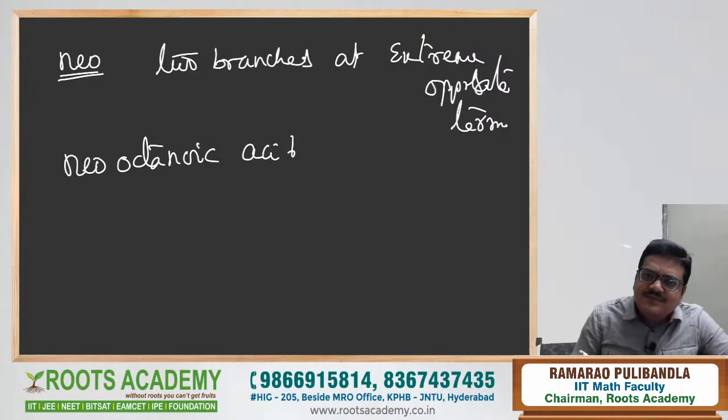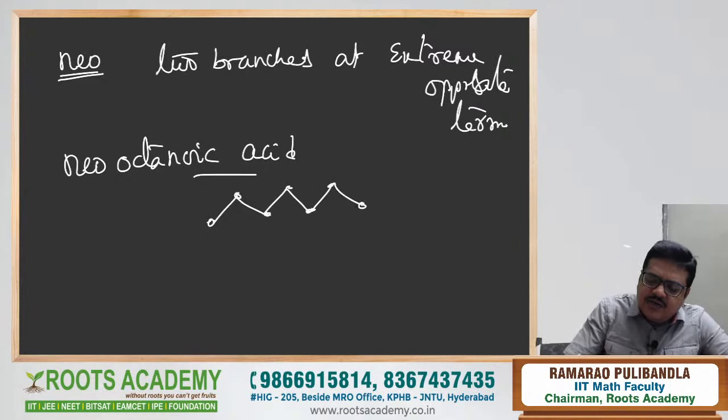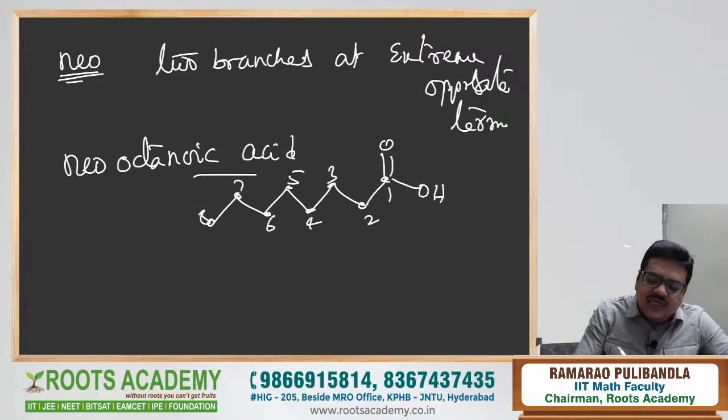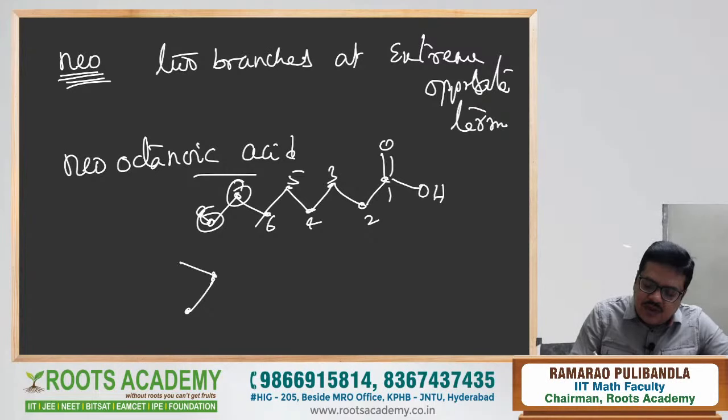Neo-octanoic acid. So first 1, 2, 3, 4, 5, 6, 7, 8, with double bond O, OH. Right? Whenever I am using the word neo, you have to remove the two carbons and make them as two branches. So, how to write that? See, 1, 2. This is called neo. Okay?